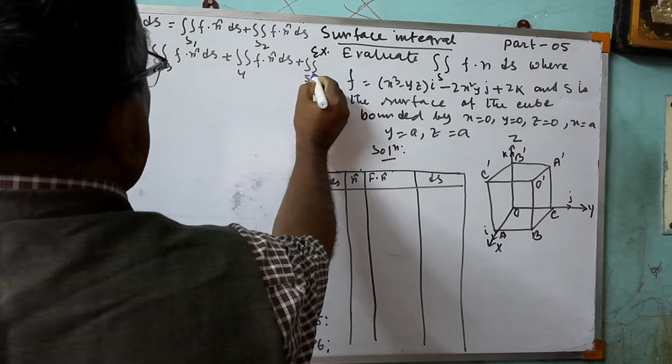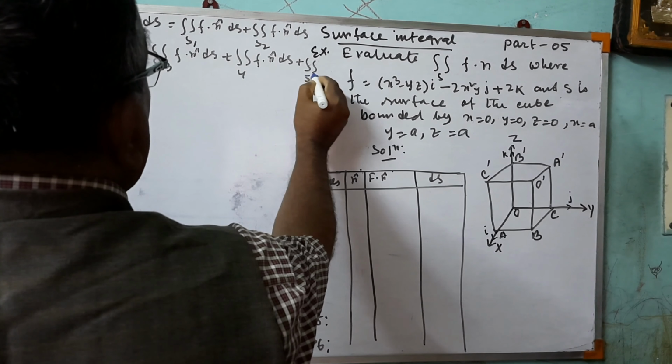Here we have x equal to 0, x equal to a, y equal to 0, y equal to a, z equal to 0, z equal to a. Sometimes in place of a cube there is a cuboid, then you have to do the same thing. For the cuboid, take the x value first, then the y value, then the z value. You have to take minus i, minus j, minus k.